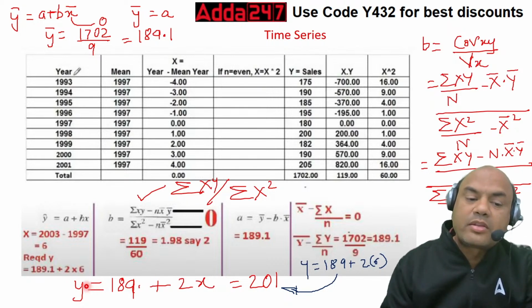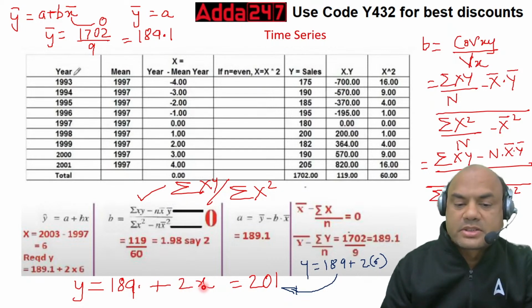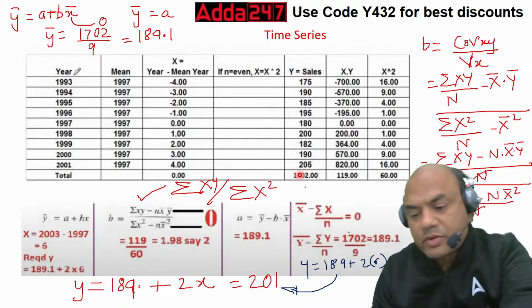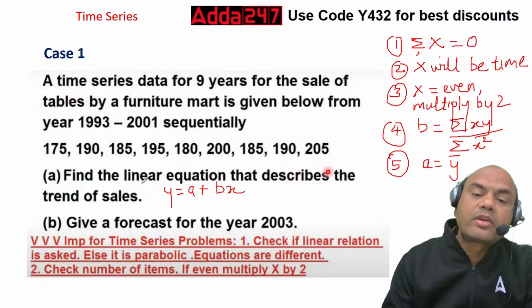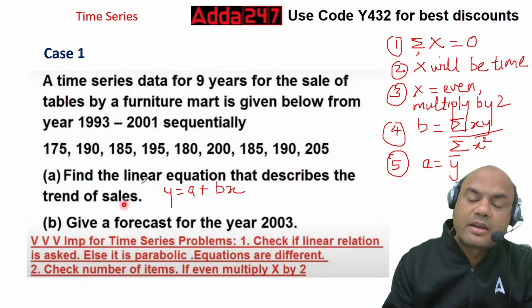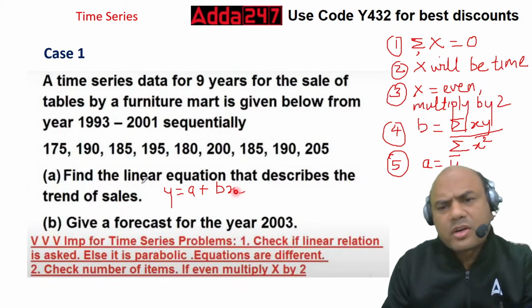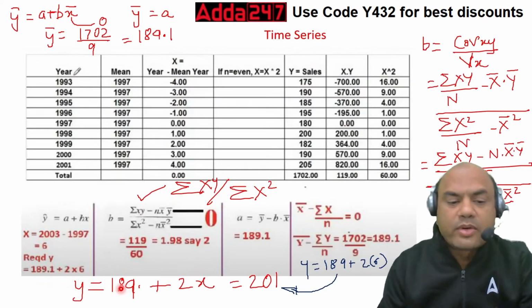So what is Y then? 189 plus 2x. This is your equation. What was asked? Find the linear equation that best describes the trend. Y equals A plus Bx. So you got it. Y equals 189 plus 2x.